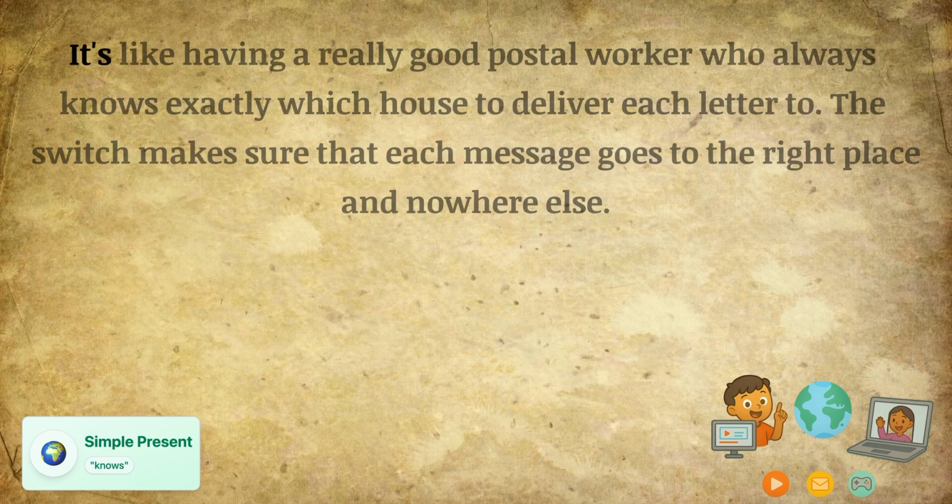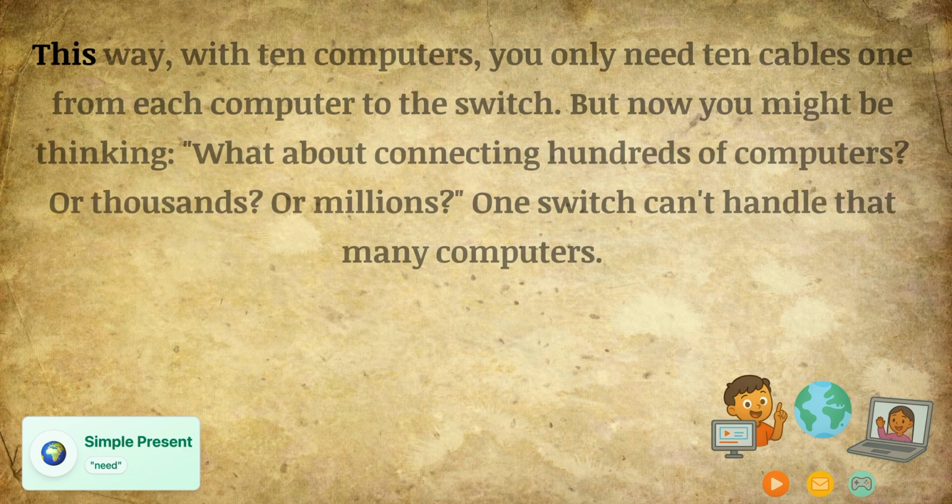The switch then looks at the message and says, "This message is for computer B," and forwards it to the right computer. It's like having a really good postal worker who always knows exactly which house to deliver each letter to. The switch makes sure that each message goes to the right place and nowhere else. This way, with 10 computers, you only need 10 cables, one from each computer to the switch.